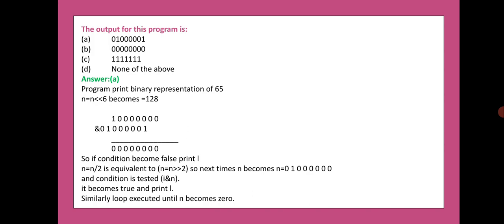Later on the condition i and n will become 1. Hence it has to print 0, 1, 0, 0, 0, 0, 0, 0, and then i ampersand n becomes true, so it will print 1. So the answer is A, 0, 1, 0, 0, 0, 0, 0, and finally it will print 1 as well, right?